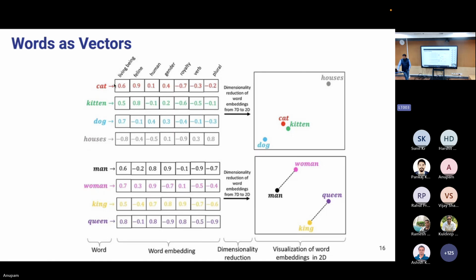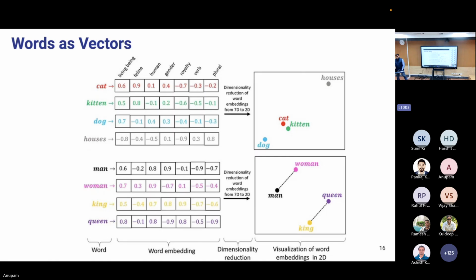So if cat is a living being, yes it is, so we are giving a positive score. House is a non-living being, so we are giving a negative score. Similarly, we can talk about other attributes: human, gender, royalty, whether it is a verb, whether it is plural, something like that. Cat is not plural, so you give a negative score. Here I have specified these dimensions, but in reality, when we do that, there can be many more dimensions for every word.